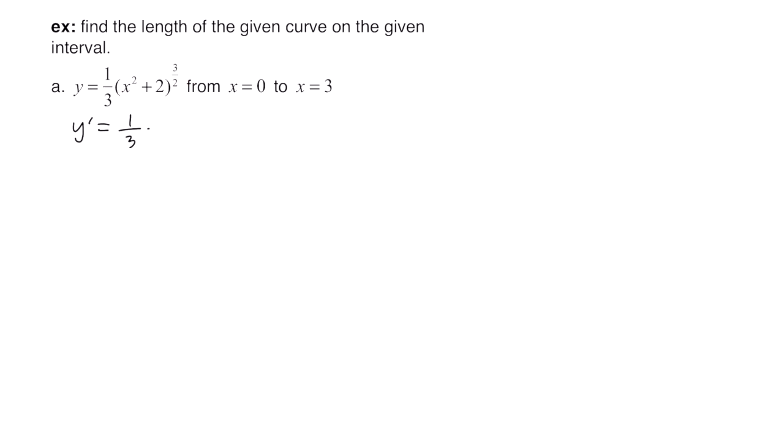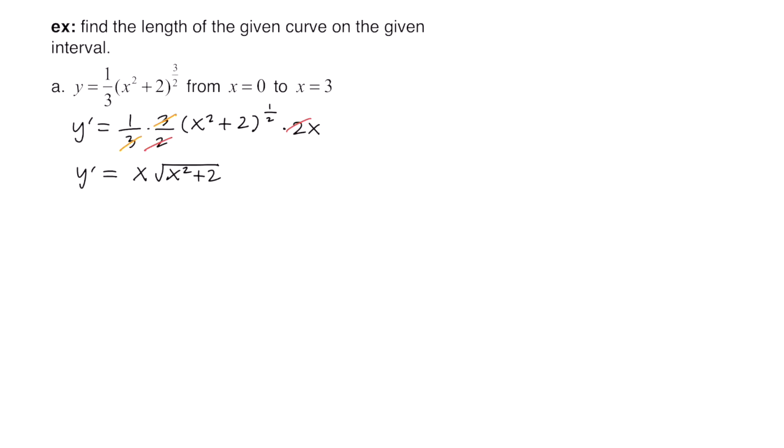To take the derivative, we're going to use the chain rule. So we're going to bring down the 3/2, leave the inside the same, x squared plus 2. And then we subtract 1 from the exponent, which is the same as subtracting 2 over 2. And finally, we take the derivative of the inside, which is 2x. So at this point, these 3's are going to cancel, and the 2's also cancel. So for the derivative of y, we get x times the square root of x squared plus 2.